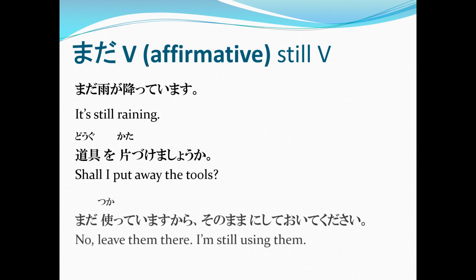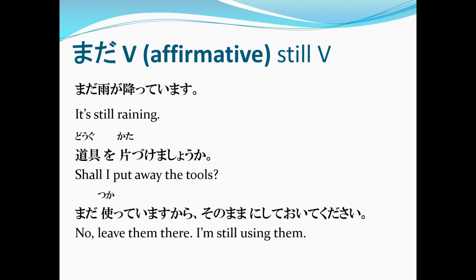Here's the answer. Mada tsukatte imasu kara, sono mama ni shite oite kudasai. Again, Mada tsukatte imasu kara, sono mama ni shite oite kudasai. No, leave them there. I'm still using them. So, Mada in this sentence means as yet or still and indicates that the action or the state is continuing. Easy, right? But useful.